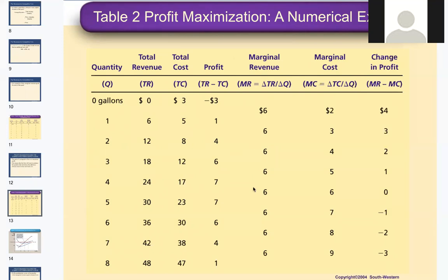Pretty good. So did you notice what I was saying, that the firm wants to maximize profits? If you look at this fourth column, the firm, like I said, at 1 gallon of milk, their profit's $1. At 2 units, it's $4. At 3 units, it's 6. At 4, it's 7. At 5, it's 7. And then it starts to go back down to 6.